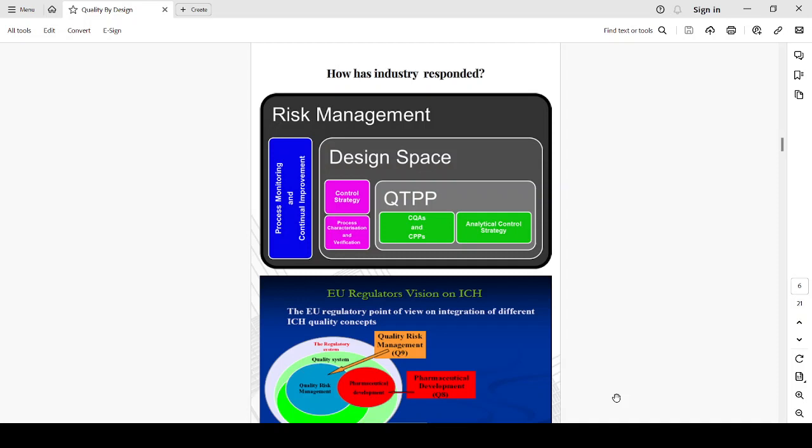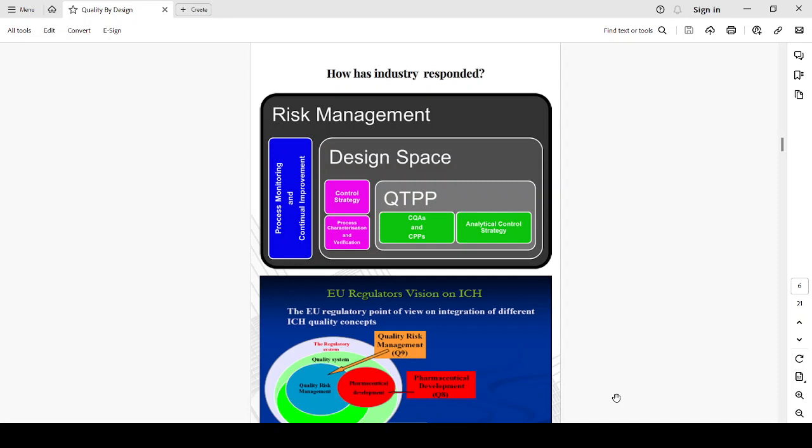How has industry responded? In risk management, the first factor is process monitoring, and we need continual improvement. Then in the design space, we always have the control strategy. In process characterization and verification, then quality target product profile, we have critical quality attributes and analytical control strategies.